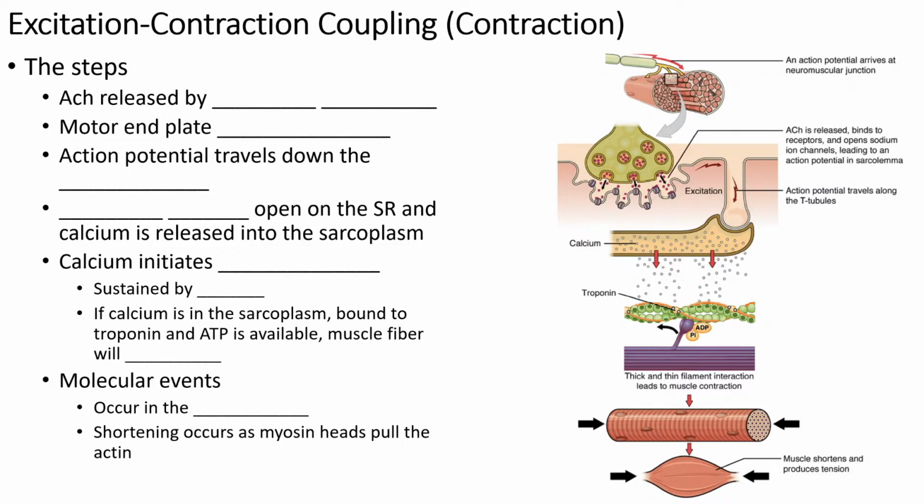Okay, muscle contraction. So we have established that the neuron is going to stimulate the muscle to depolarize. And that depolarization is the action potential. The action potential is going to travel down the sarcolemma and down the T tubules. The T tubules are going to depolarize the sarcoplasmic reticulum, and that's going to open calcium channels. All right, so we've established that so far.